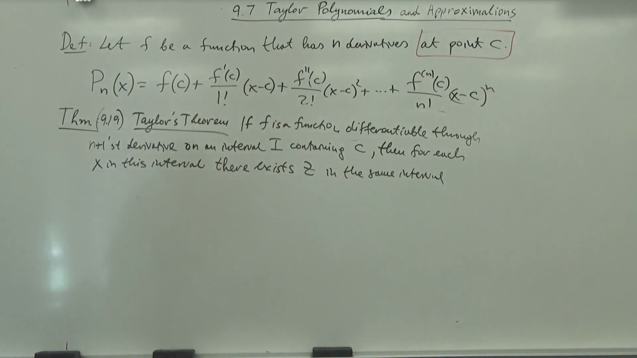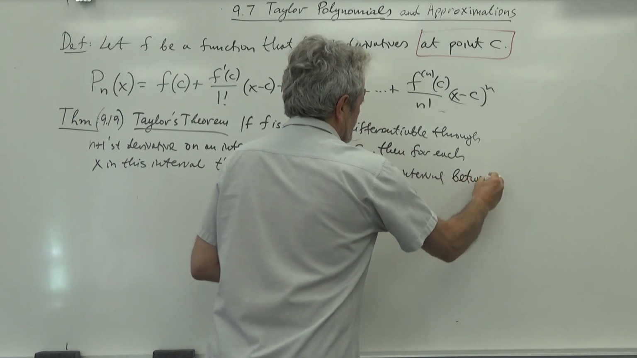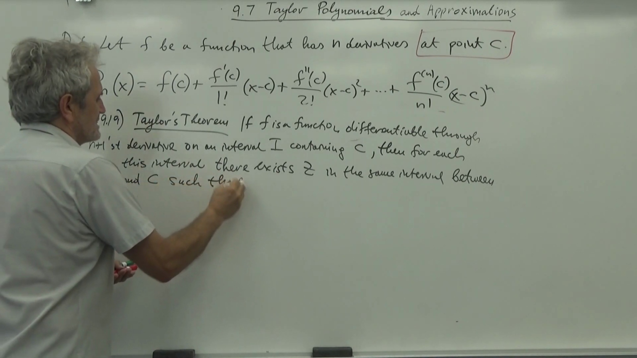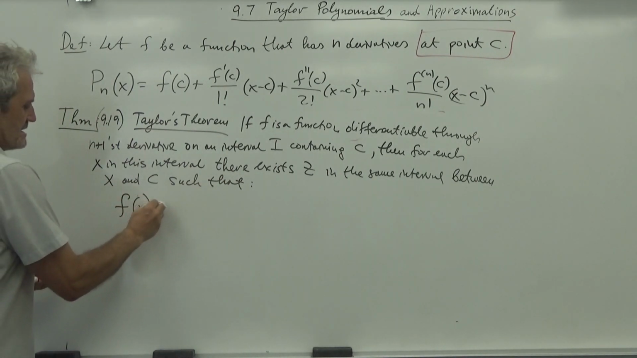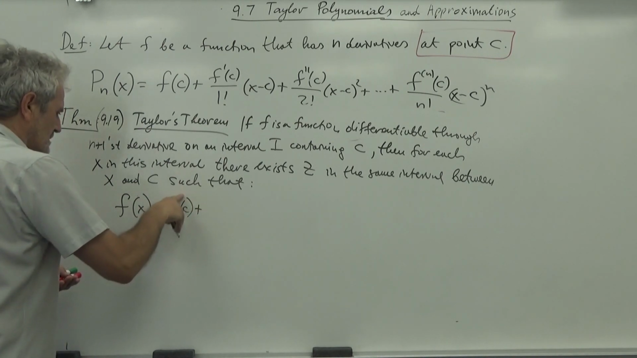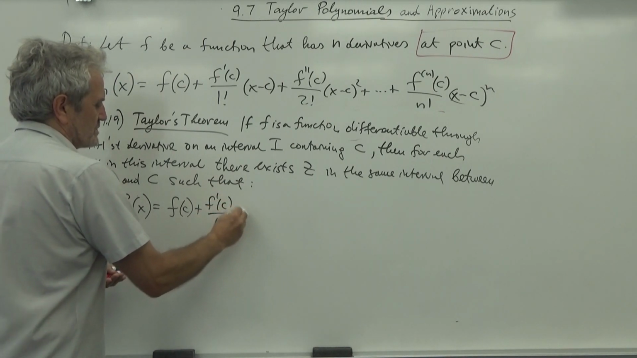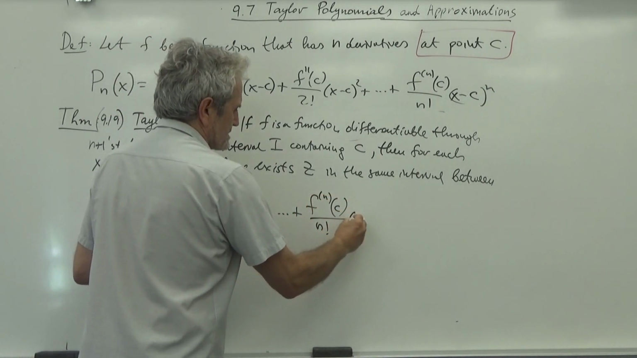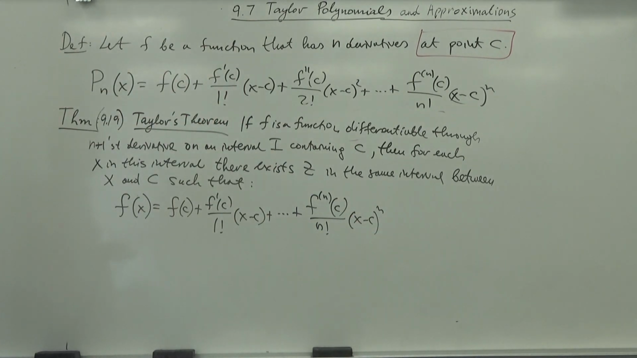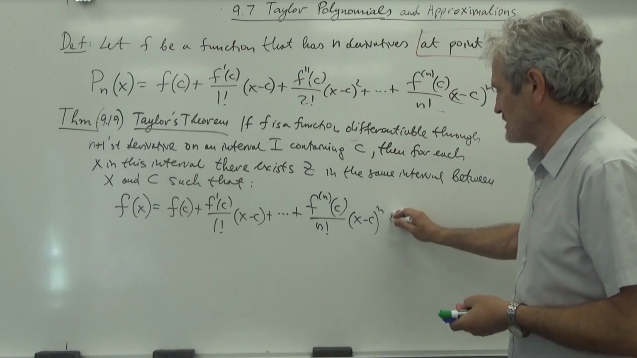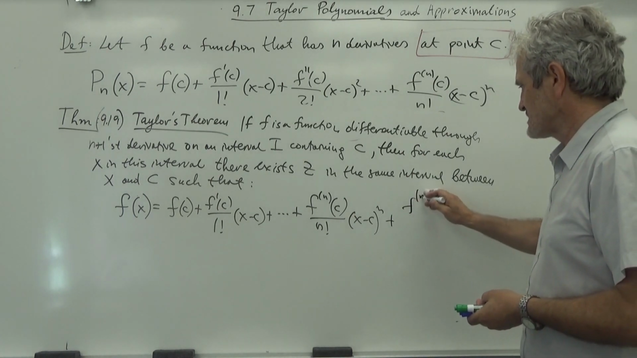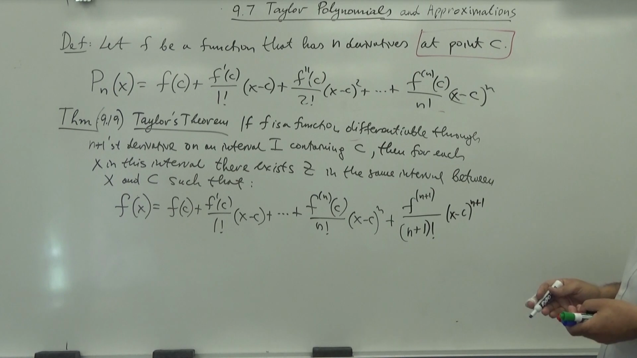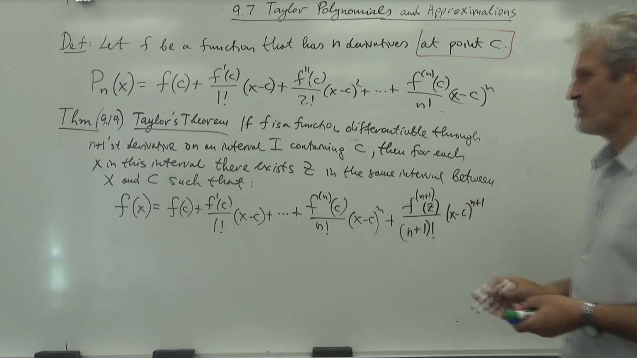Actually, they specify that z is between x and c such that f of x equals f of c plus f prime of c over 1 factorial times x minus c, which is just a polynomial, and so on up to the nth derivative of c over n factorial times x minus c to the n. So that's our Taylor polynomial, the same one that we have above there. And here is that extra term, so that's where the difference is caught. We use the n plus first derivative over n plus 1 factorial times x minus c to the n plus 1. So it looks exactly the same, but it's not calculated at c. It is calculated at that point z.